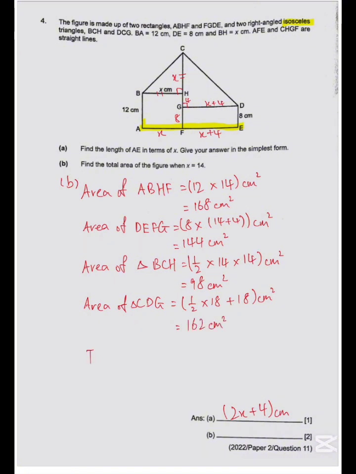Okay, so total area will be equal to 168 plus 144 plus 98 plus 162. That gives us 572 cm squared. So 168 plus 144 plus 98 plus 162, bracket the whole thing, cm squared equals to 572 cm squared.